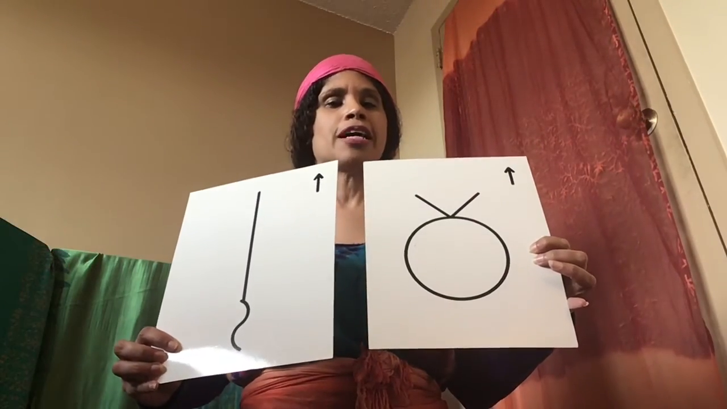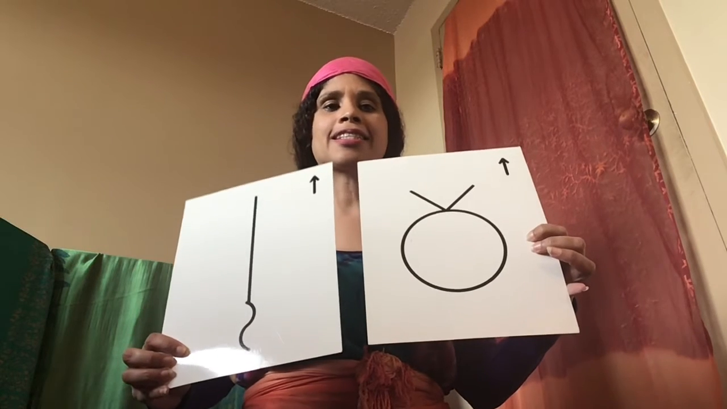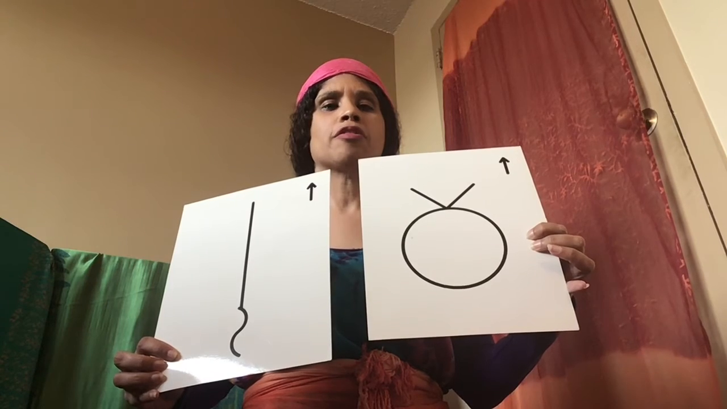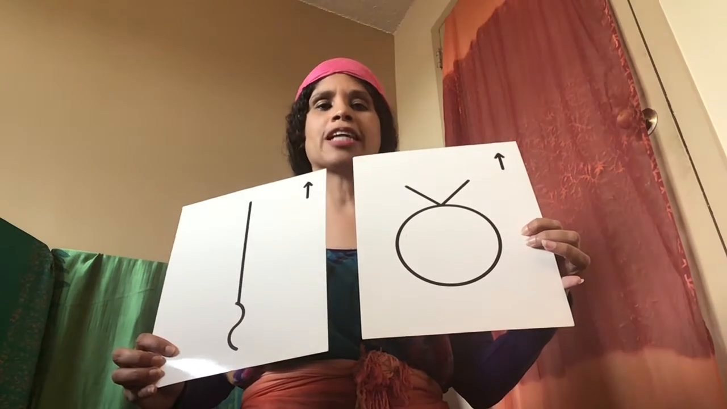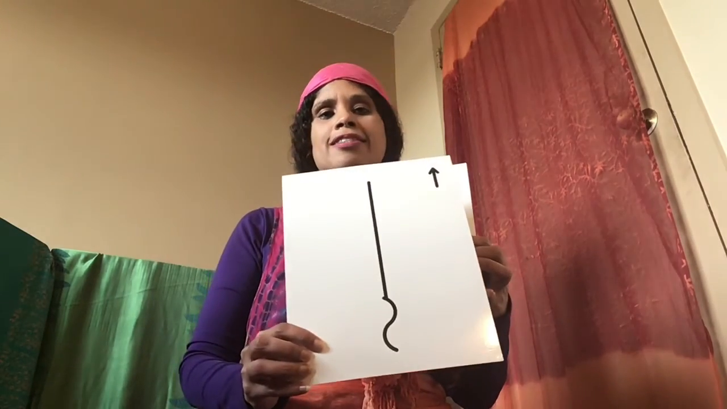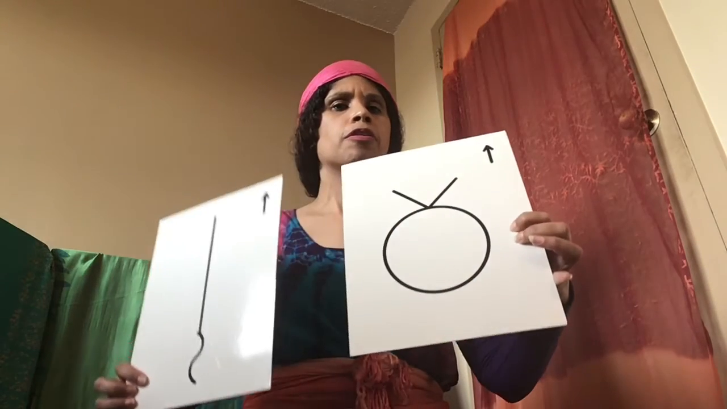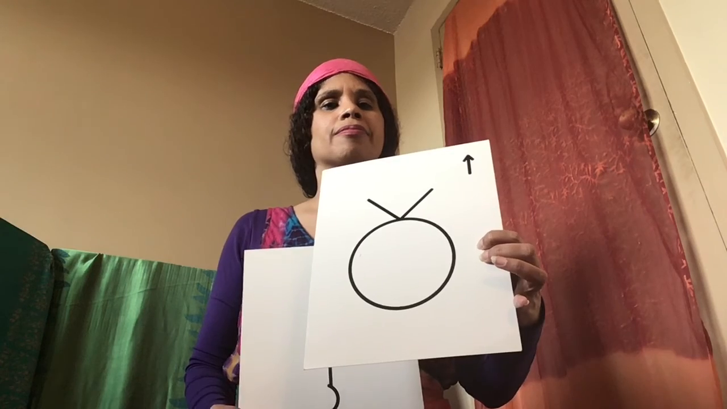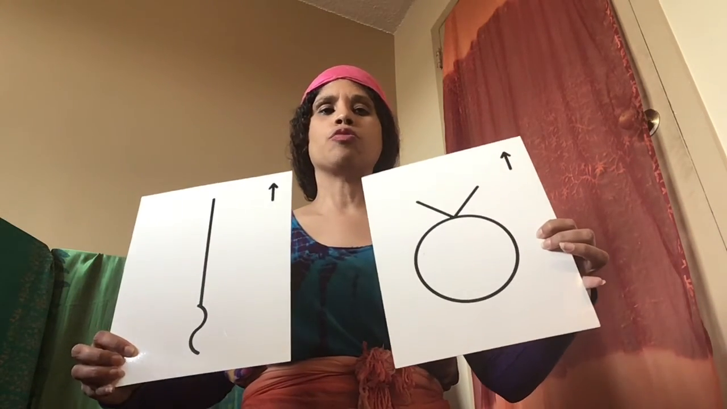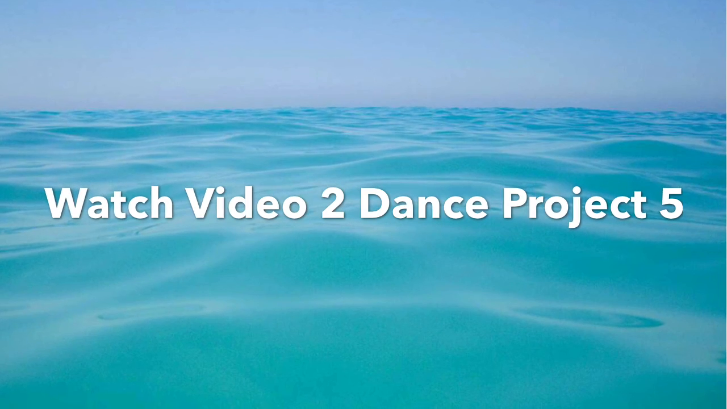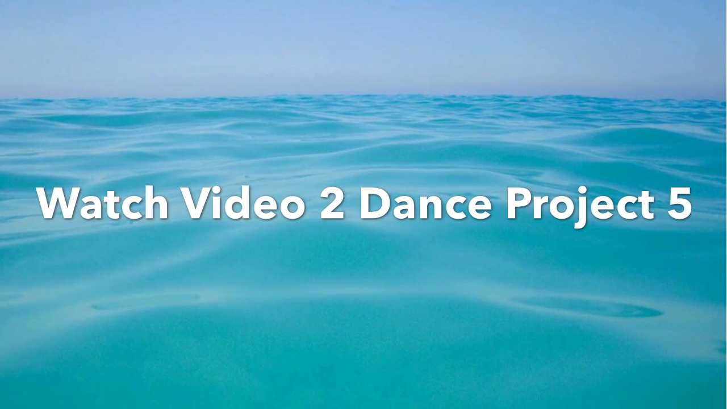These two symbols are very important in dance because they represent two basic ideas that are always present in all types of dances. In a dance, we're either moving, taking steps, making moves, or we stop, make a body shape, and remain in stillness. Let's explore these two ideas doing a few movement explorations. Next, you should go to video number 2 of dance project number 5 to do the movement explorations with me.